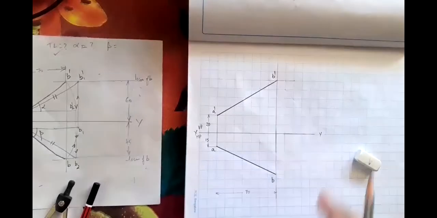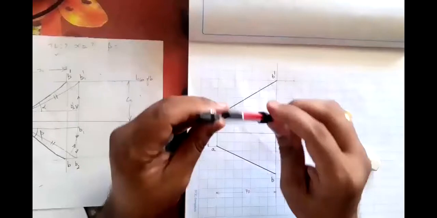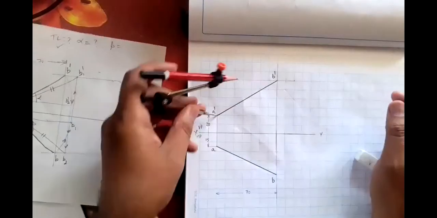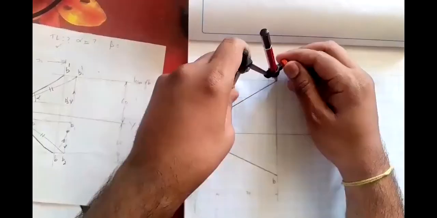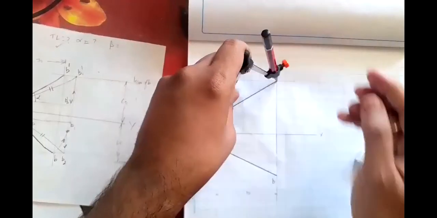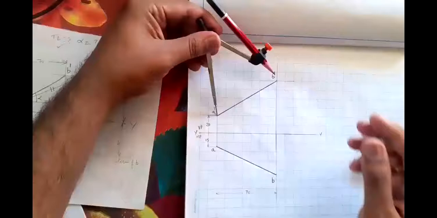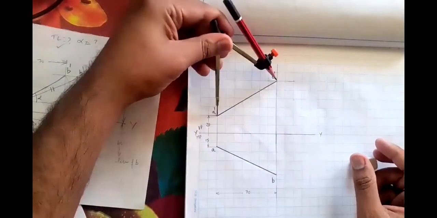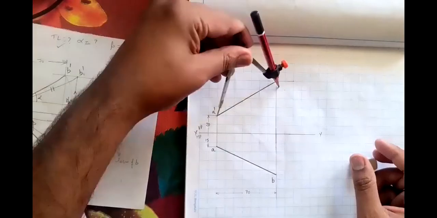So next step, I hope everyone has finished till here. See, from A dash as center, B dash as radius, see, A dash as center, B dash as radius, I'm going to draw an arc till the locus of A, that is till here.